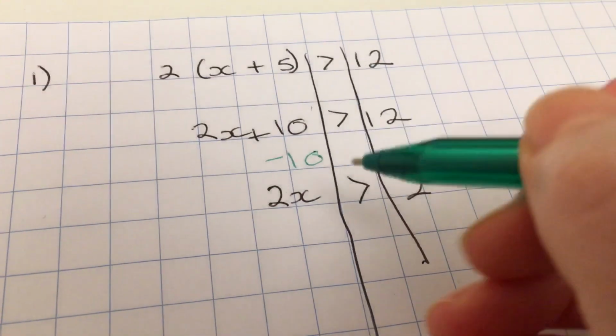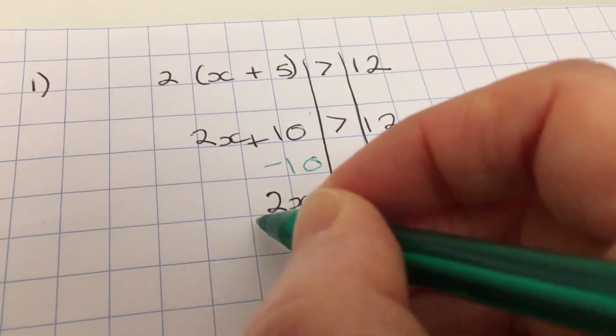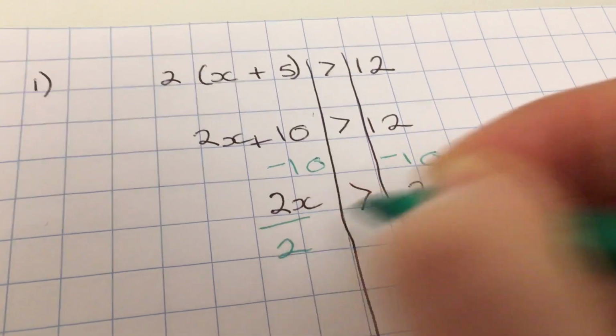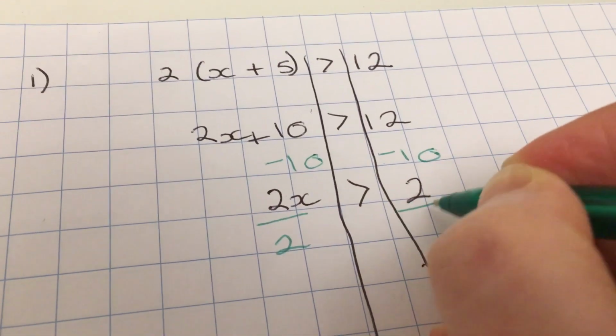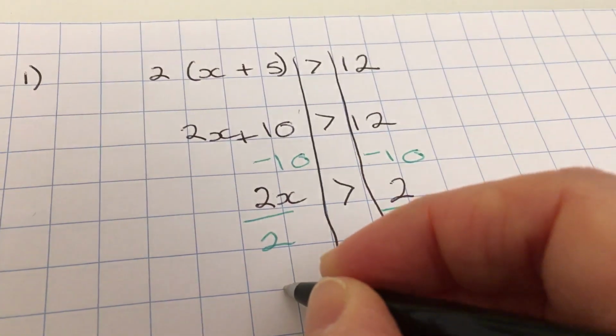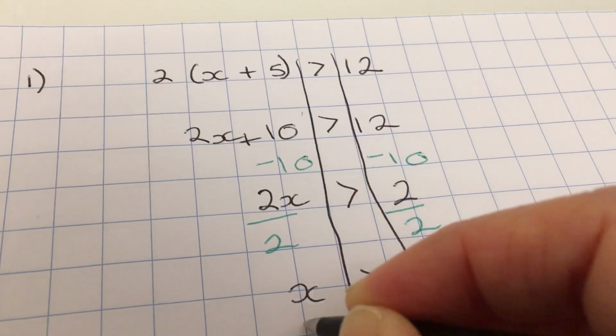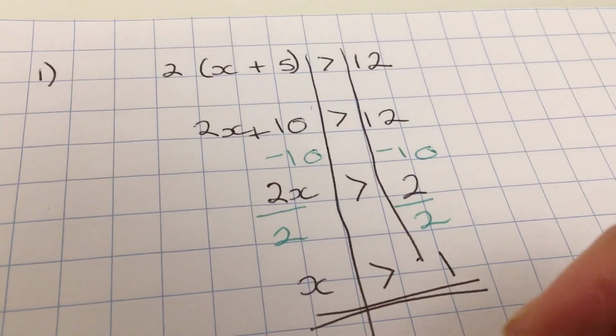We then need to remove the times by 2, so we do the inverse operation, which is divide by 2, and we do the same thing to both sides. This leaves us with x is greater than 1, which is the final answer.